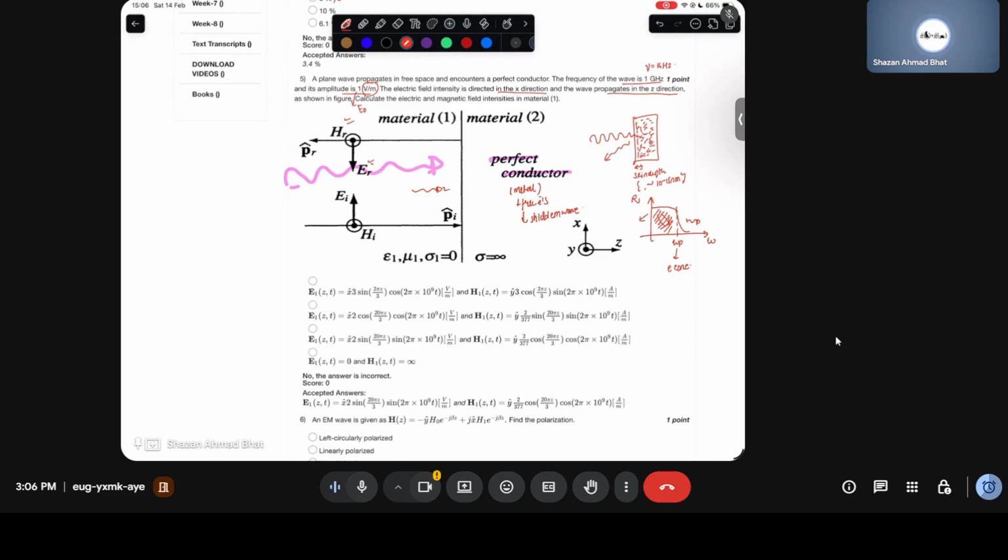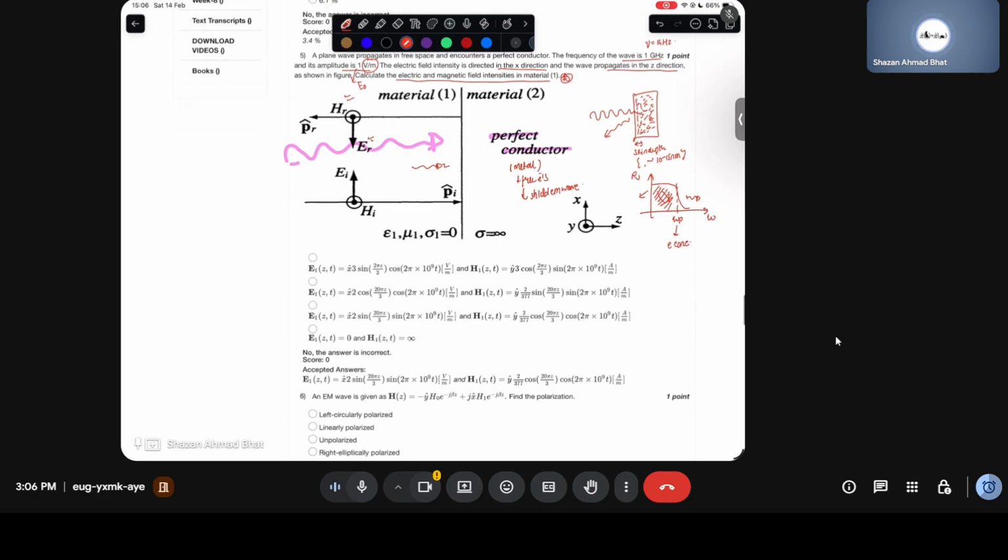And calculate the electric and magnetic intensities in the material. So we need to compute what will be the electric and magnetic field intensities inside the material system. And we know that once it's propagating inside the material, it will have certain decay, certain attenuation of the wave.